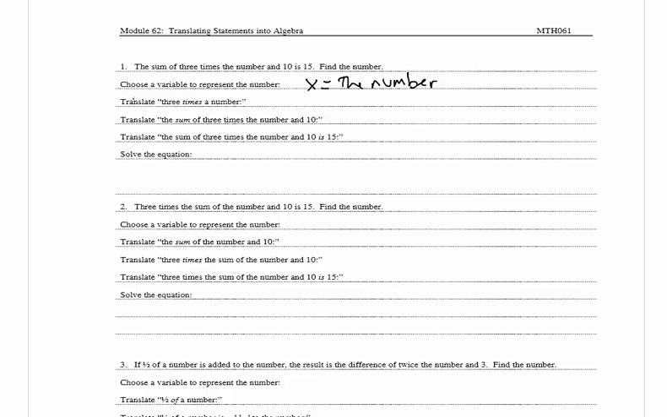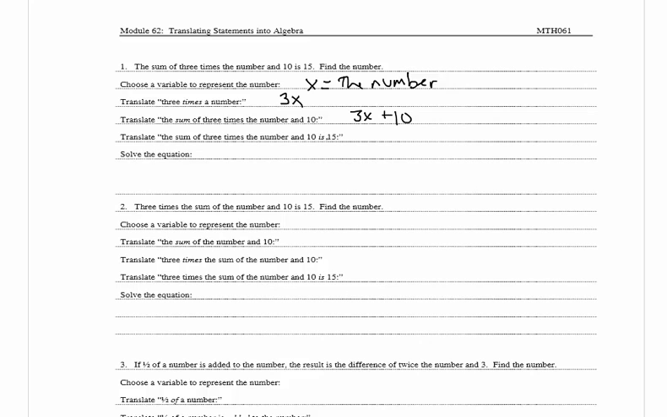And now they want us to translate 3 times a number. And when we have 3 times a number, we're multiplying. So we're going to have 3 times x. And now we want to translate the sum of 3 times the number and 10. So we're going to have 3 times the number, which is 3x plus 10. And now we want to translate the sum of 3 times the number and 10 is 15.